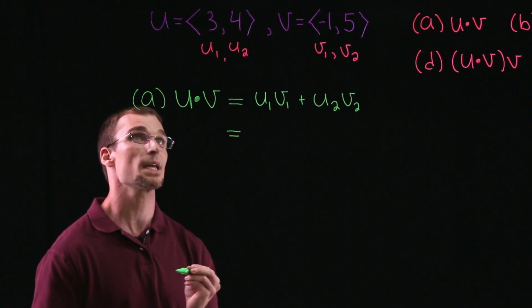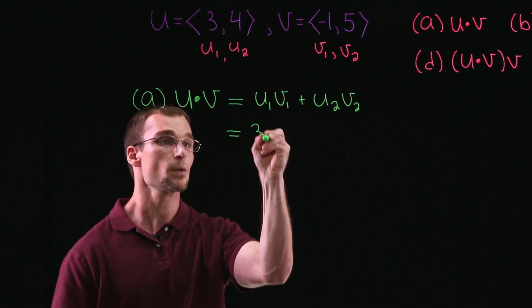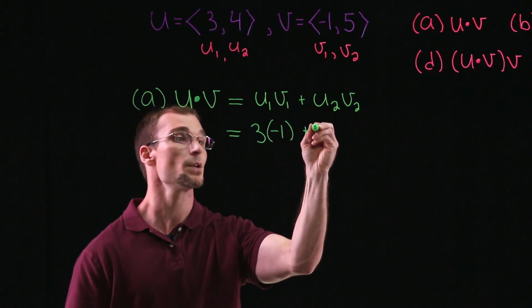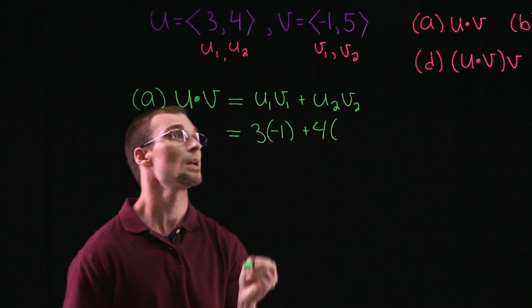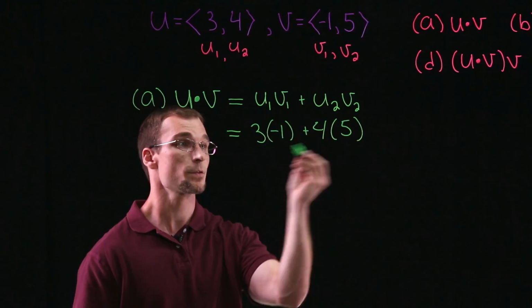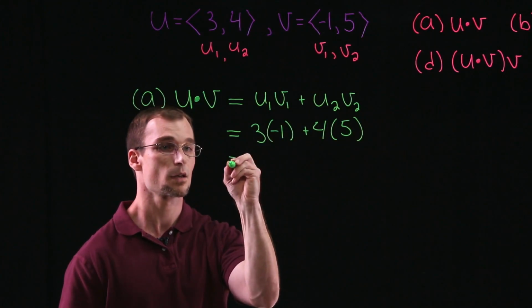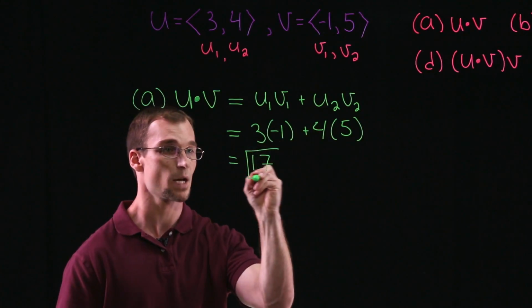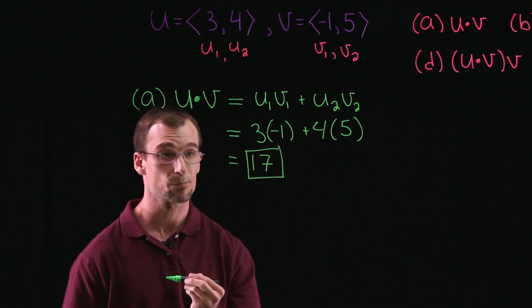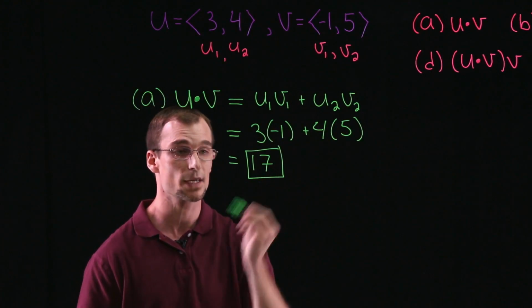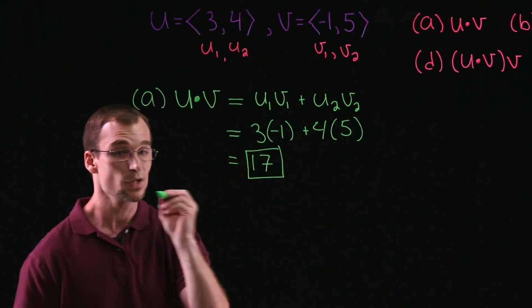Plugging everything in, we have u1, 3, times v1, which is -1, plus u2, 4, times v2, which is 5. So you have -3 plus 20. We get the value 17 as our dot product, keeping in mind that a dot product between two vectors comes out to be a scalar. So we get the scalar 17. Now part B.